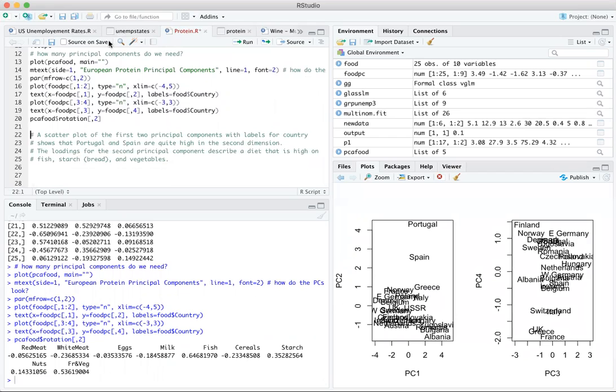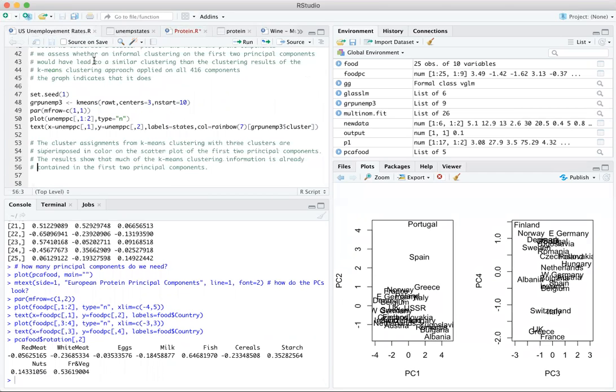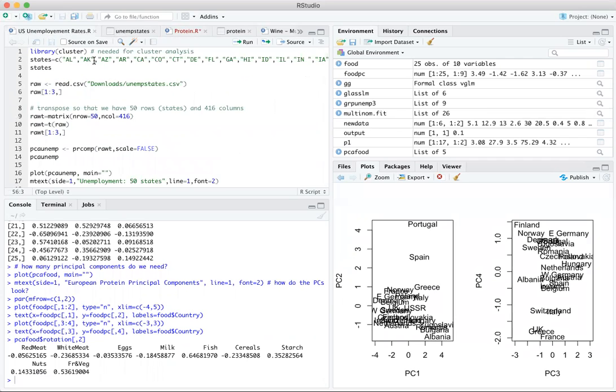Now we'll look at the second example, which is the monthly US unemployment rates. Here the data matrix X has n equals 50 rows, representing the 50 states, and P equals 416 columns, which are the monthly observations. Let us summarize the 416 monthly unemployment rates through a smaller set of constructed variables. We find that the first 2 or 3 principal components explain most of the variability.